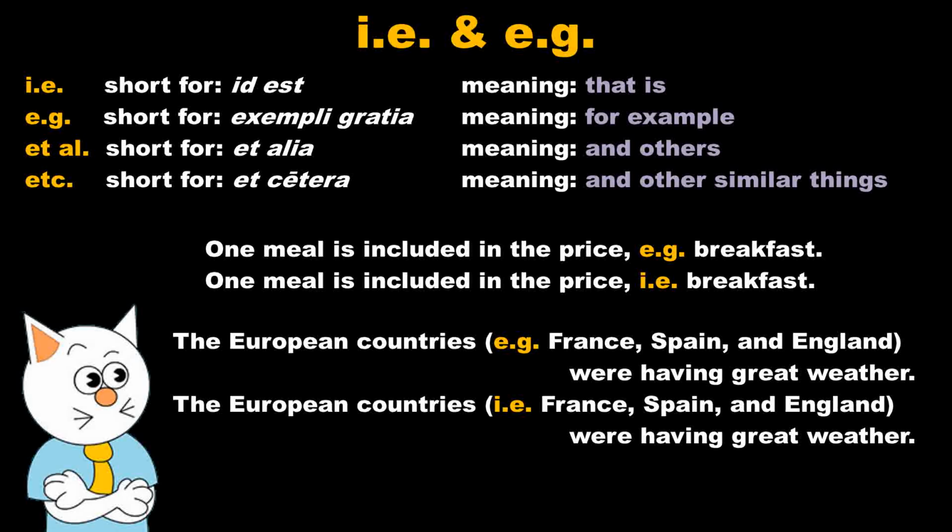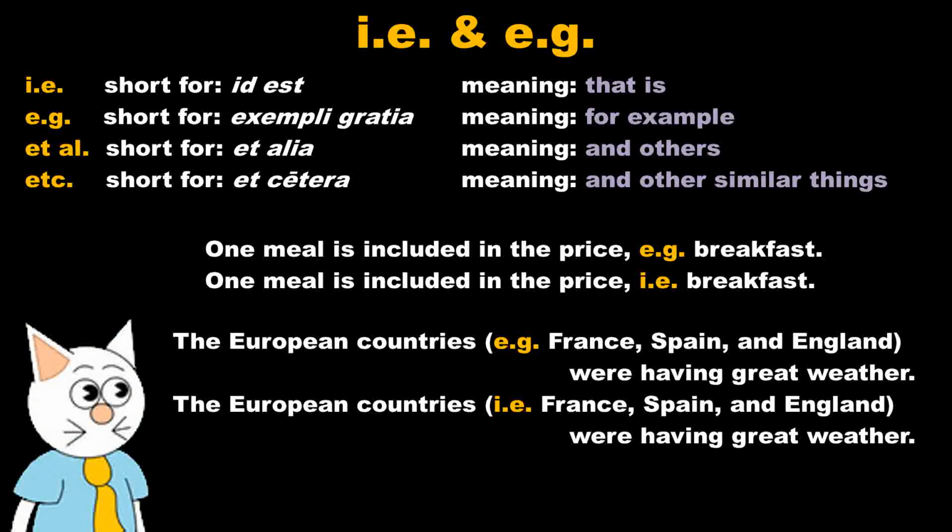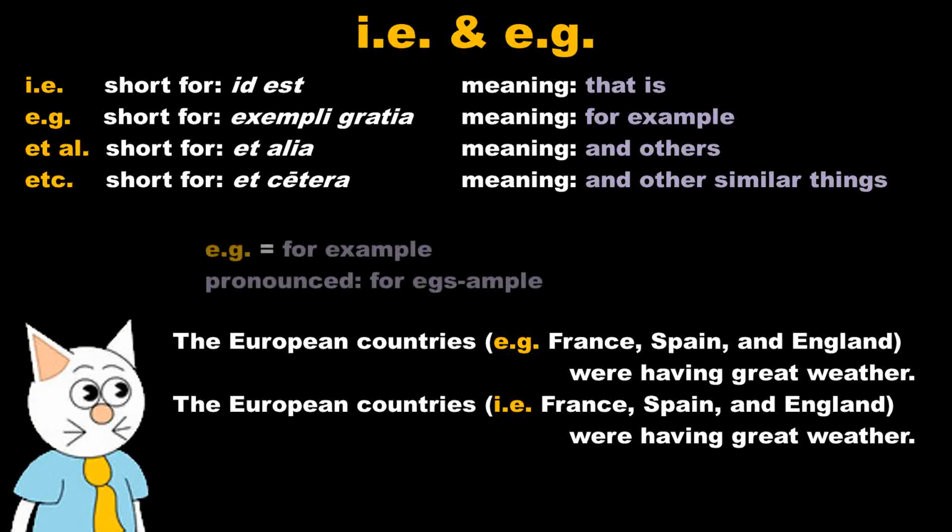How about these ones? The European countries, e.g. France, Spain and England, were having great weather. The European countries, i.e. France, Spain and England, were having great weather. Can you see the difference of meaning in these? In the first one, the sentence implies all of Europe. The second sentence tells you about those three countries specifically, and implies that any not included in the list were not enjoying great weather. If you have trouble remembering which is which, maybe it will help to notice that egg, like e.g., sounds like the beginning of example.